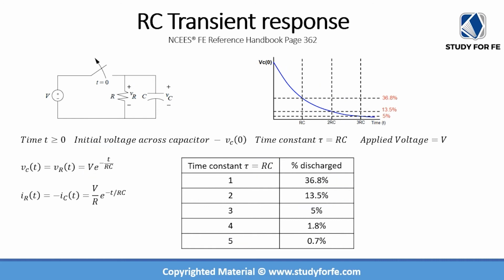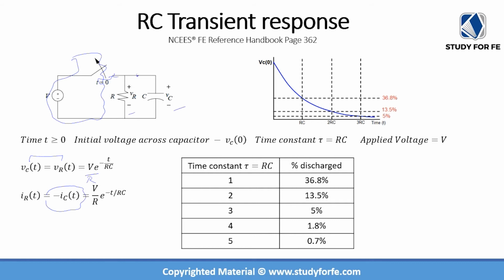Now what about the current? Current is pretty simple. We simply divide the voltage across the capacitor, which happens to be the same voltage across the resistor at any given time, by R, and we get the current. Now I want to explain why there is a negative sign over here. So let's ignore this part of the circuit and focus on these two. This is what happens when the switch is opened. You're simply left with the capacitor and the resistor.